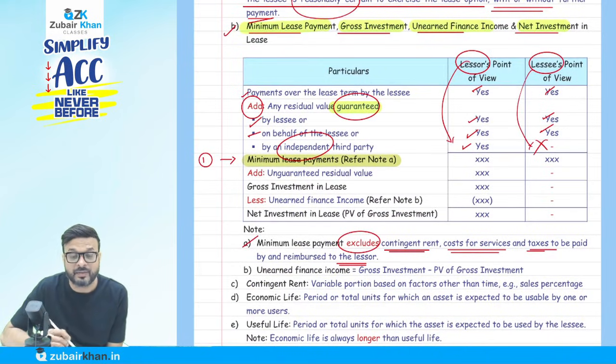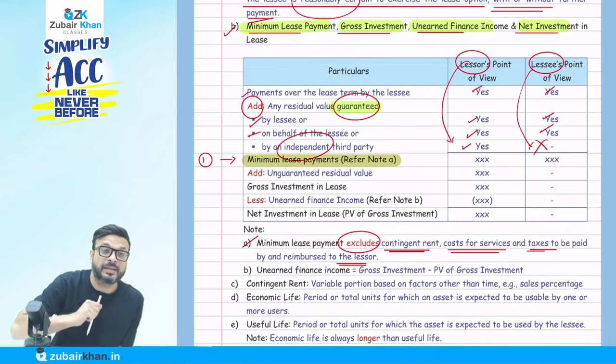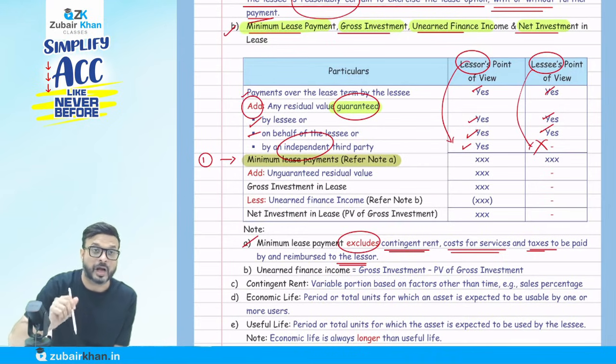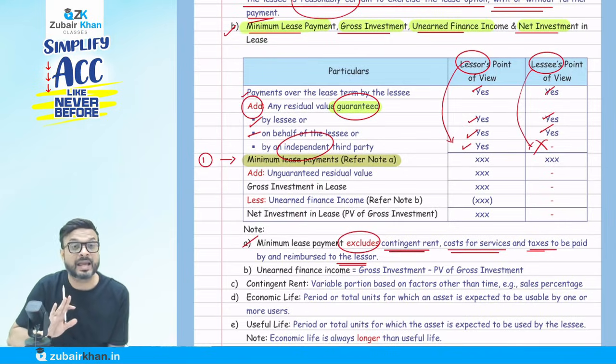What do you mean by guaranteed? Guaranteed by the lessee, or on behalf of the lessee, or by an independent third party. For example, they guaranteed 10,000 rupees. But I believe that the residual value after 5 years might not be 10,000. It might be 12,000. So how much is guaranteed? I believe that the residual value will be 12,000, but how much is guaranteed? Only 10,000. So the remaining 2,000 will be called unguaranteed residual value.